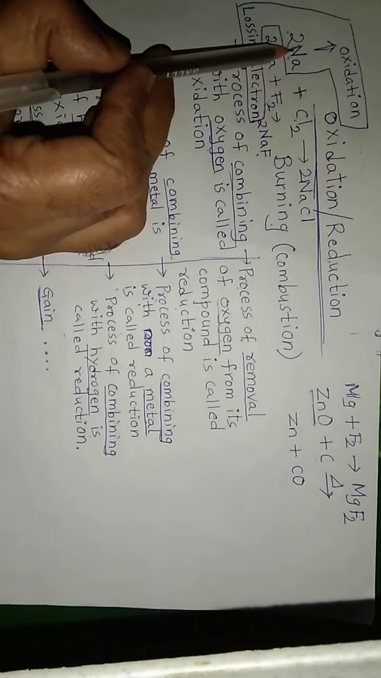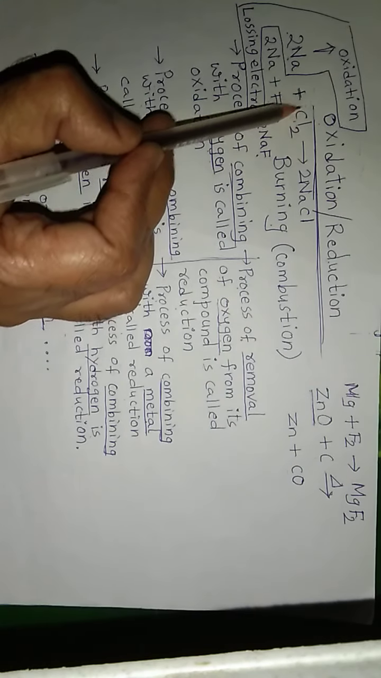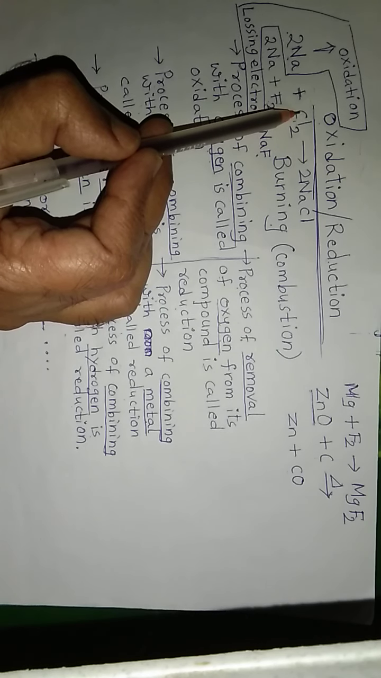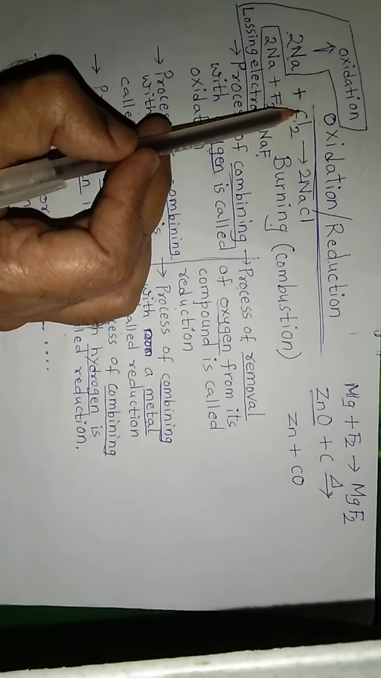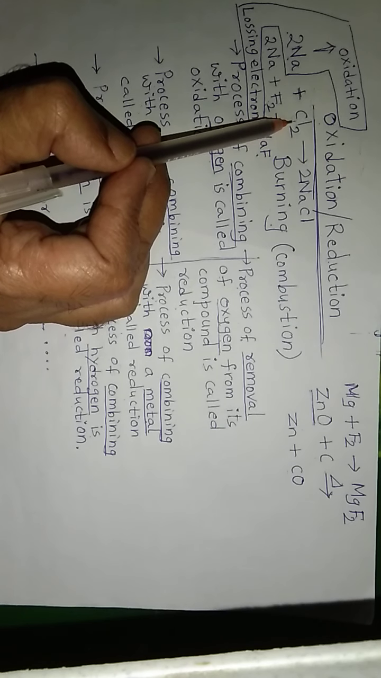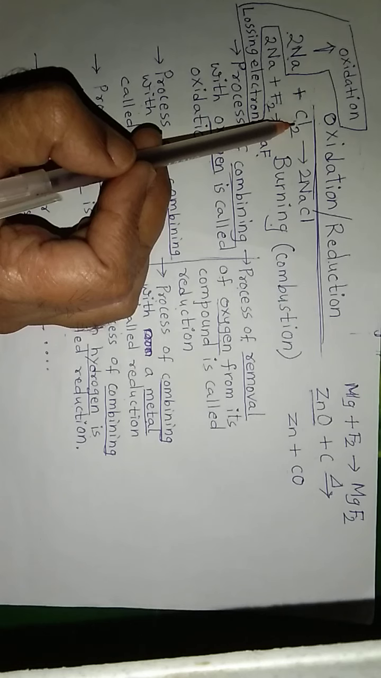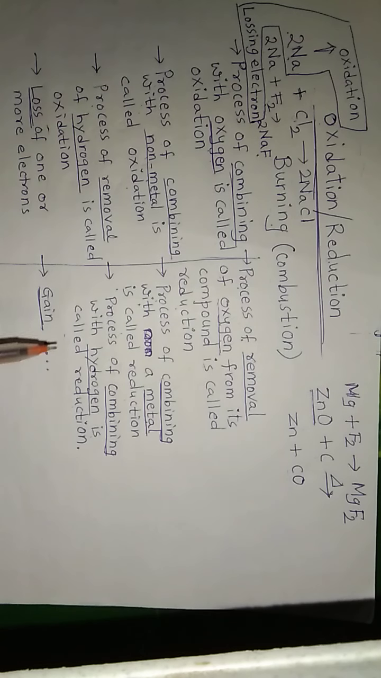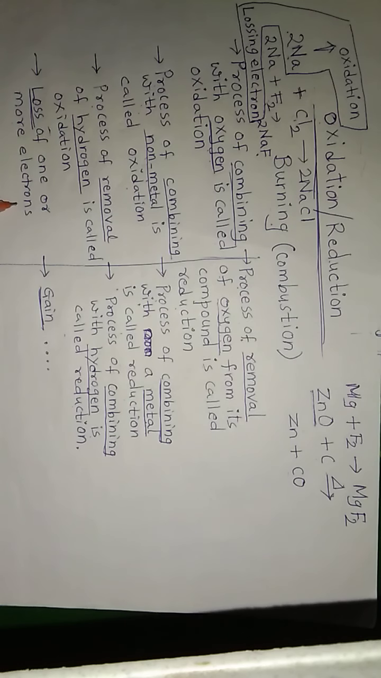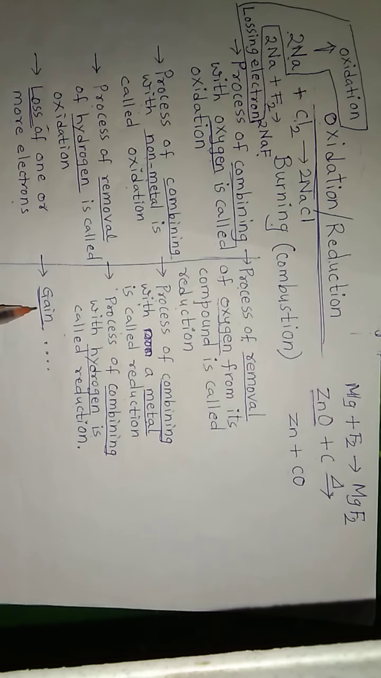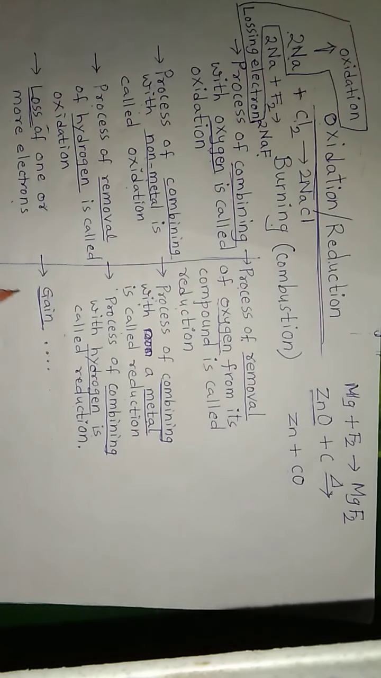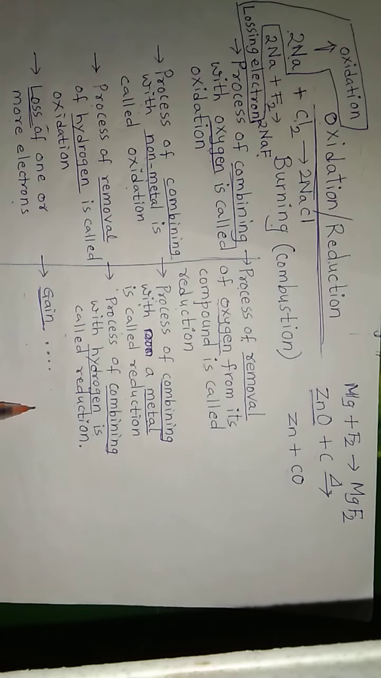Similarly, in the same reaction, chlorine is gaining an electron and at the same time chlorine is undergoing reduction. So we can define reduction as this: instead of loss of one or more electrons, we will be writing gain. So what must be the fourth definition of reduction? Gain of one or more electrons is called reduction.